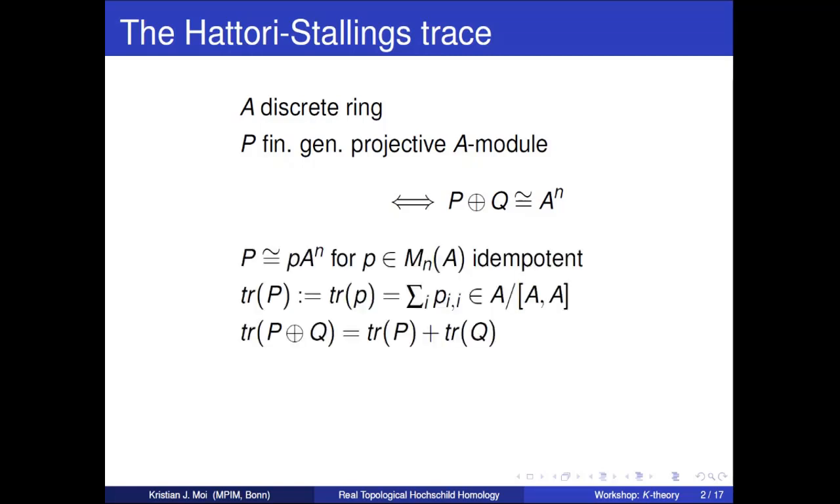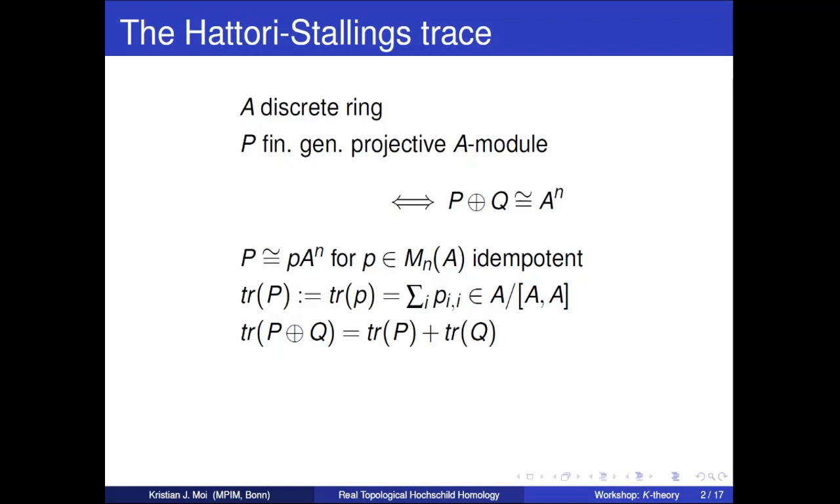So now the point is, in this direct sum decomposition, P is the image of some idempotent. Right? So there's some idempotent matrix, which is this blue P in the matrix ring, whose image is this direct summand. And so the trace of the module P is the trace of this matrix. So you just sum over the diagonal elements. And for this to be well defined, you have to mod out by the commutator subgroup of the ring.